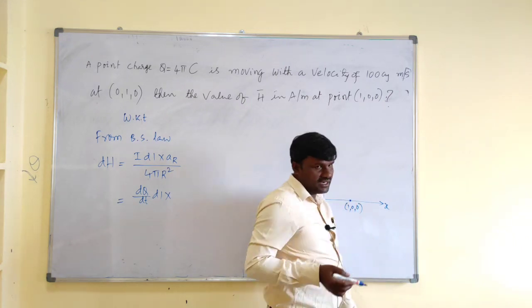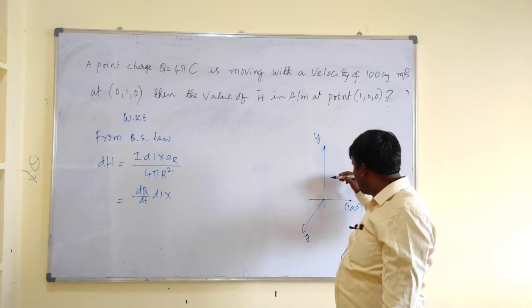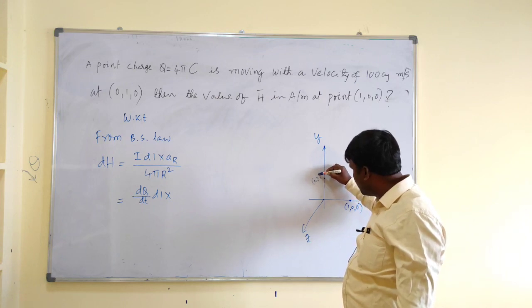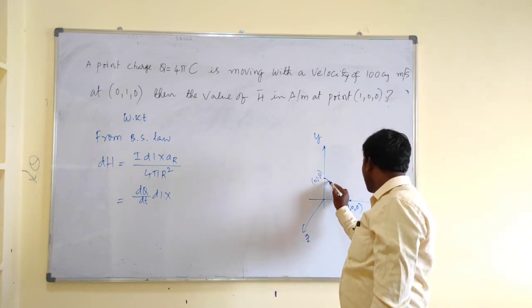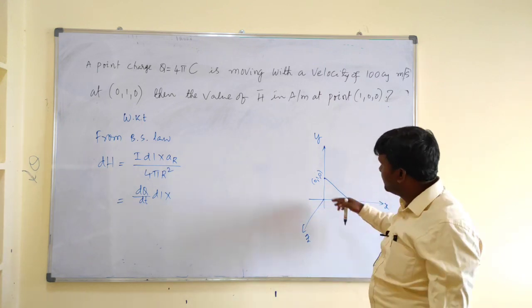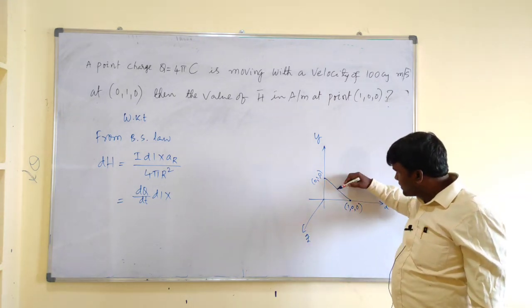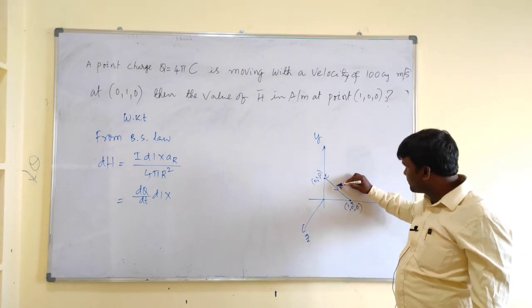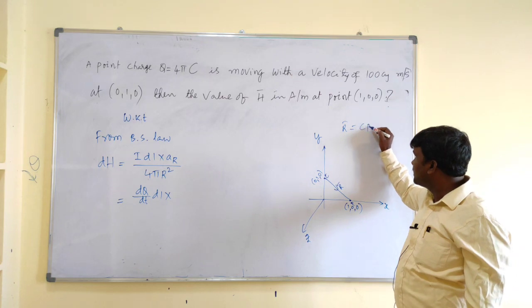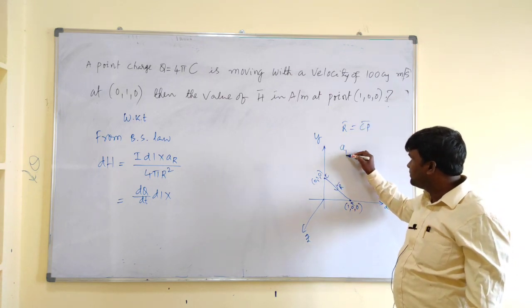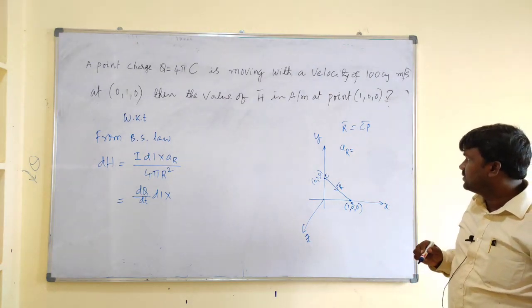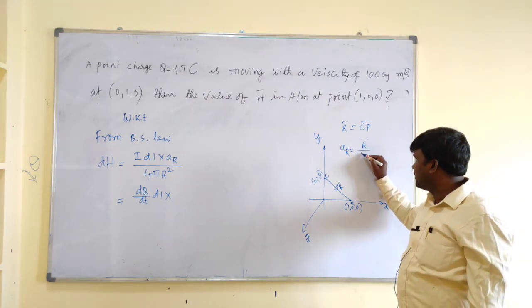And the source point we can take, as the charge is moving along the y axis with a velocity 100 a_y, as (0, 1, 0), along the y axis. This is the source point, this is the destination point. The source point is taken as C and the point of interest as P. So we have the distance vector r bar equal to CP bar. Then a_R is r bar by mod r.